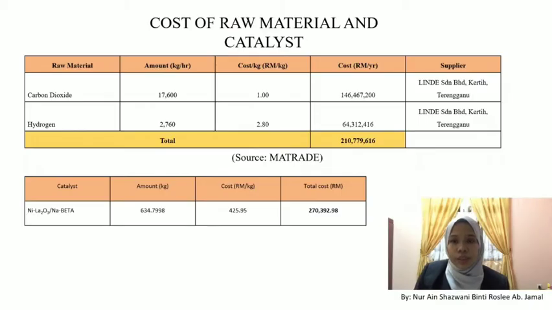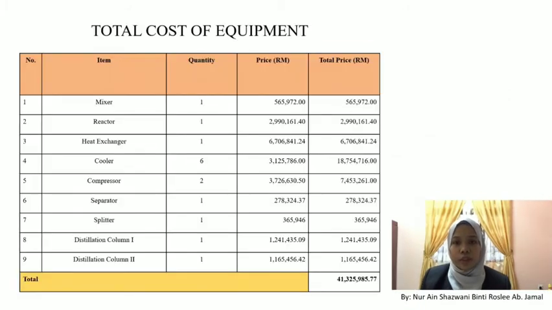The table shows the cost of raw material and the catalyst. The cost has been obtained from the supplier, and the supplier for the raw material is Linde Sdn Bhd, located at Kerteh, Terengganu. Next, the table shows the total cost of the equipment. The equipment that has been used in this plant is the mixer, reactor, exchanger, cooler, compressor, separator, splitter, distillation column 1 and distillation column 2.